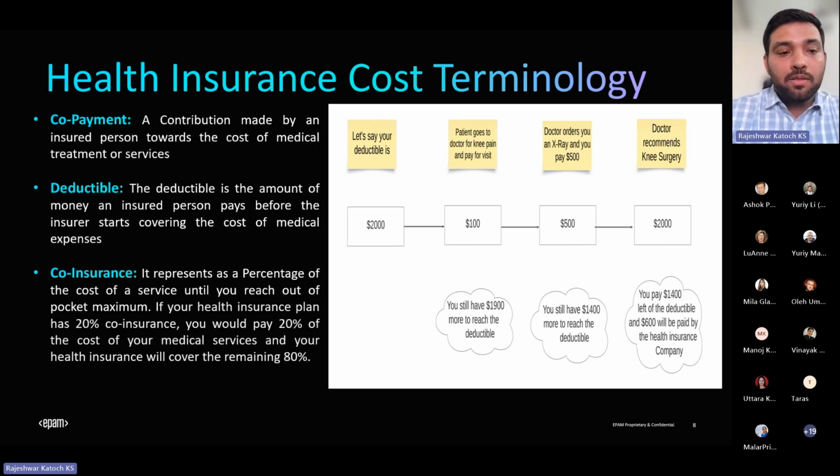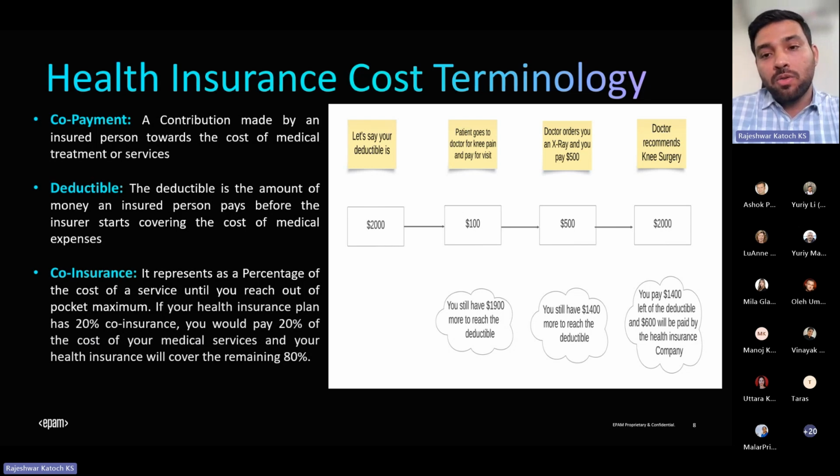Then the deductible is the amount of money an insured person has to pay before the insurer covers the cost of medical expenses. You can see an example here. Let's say there is a deductible of $2,000. The patient goes for a visit where he has a pain in the knee, or any kind of issue. He visits for it and he pays $1,000. Here the insurance company doesn't cover it, so he still has $1,000 to reach the deductible.